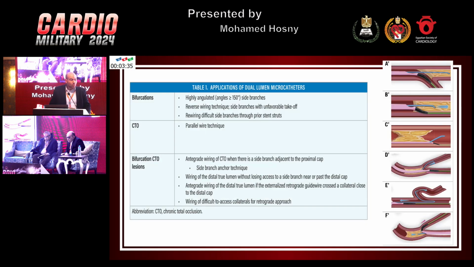We can use the dual microcatheter in a lot of different situations. The highly angulated angles, which are called retroflexed branches, as we all face. The reverse wiring technique is also a very good option for that. Parallel wire technique in CTO, and in CTO also, antegrade or retrograde if we have a big side branch at the proximal cap or the distal cap. It can help us a lot to end with a good result.